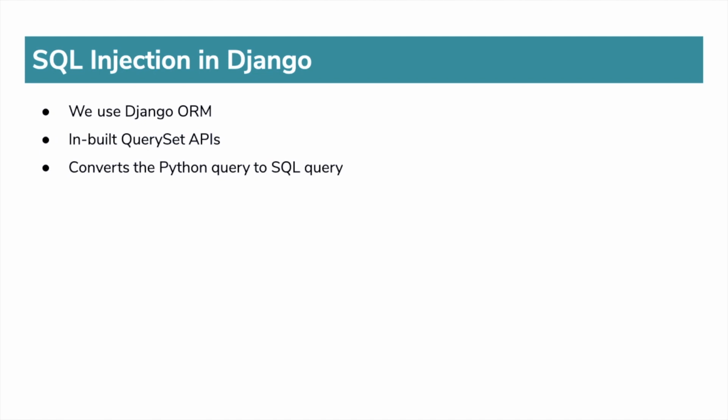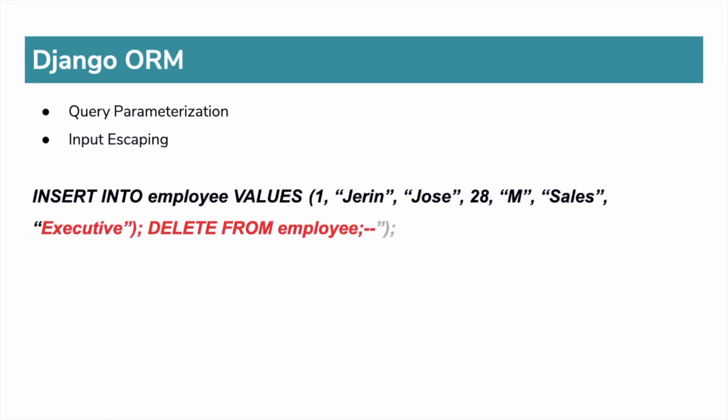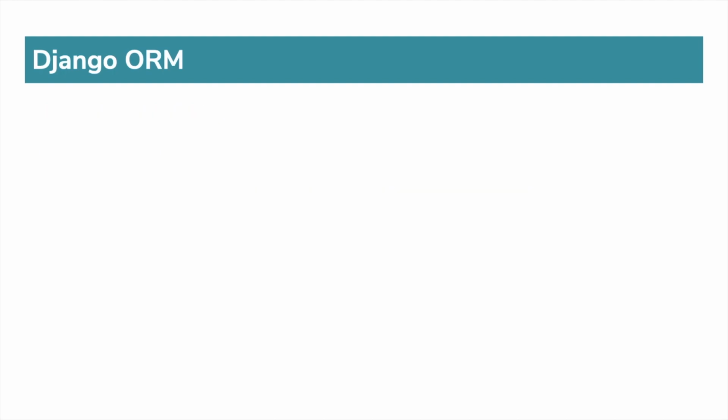Now, in this particular scenario, during the conversion, two things happen. One is called query parameterization, and the second is called input escaping. Okay, these two things basically prevent SQL injection in a Django application. Okay, so let's learn how. Take the previous example where this was the malicious command that would have been created when we inserted this particular malicious data, right? Now in Django ORM, two things happen.